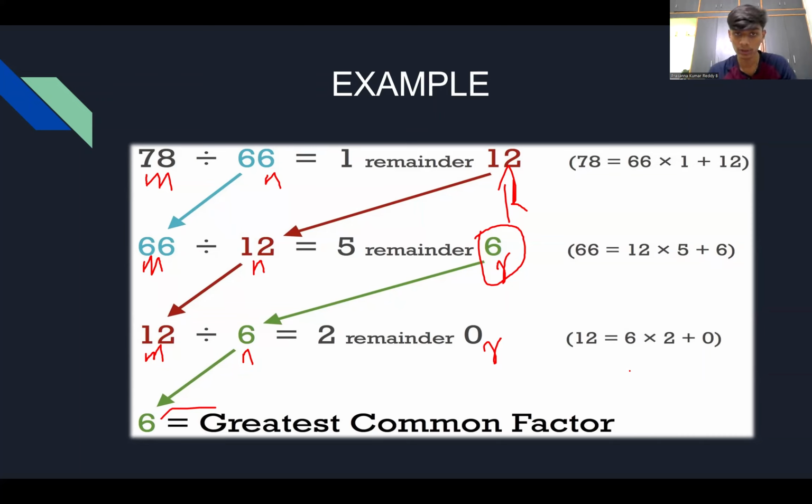So the n value will become 12, and we'll do the division part. So again, 12 into 5 plus 6 equals 66. So the 6 is the remainder.